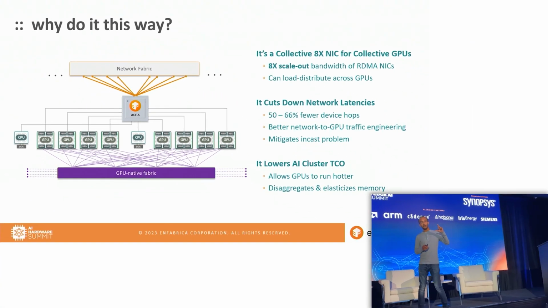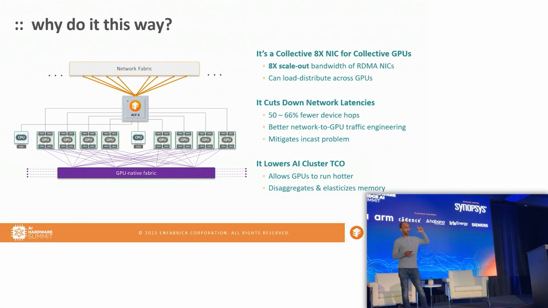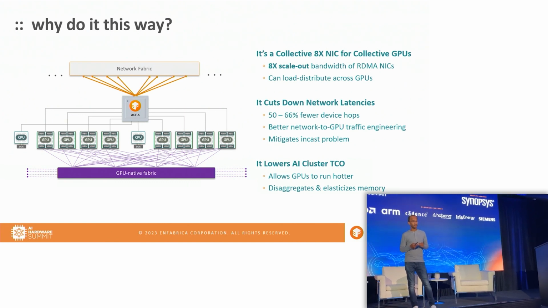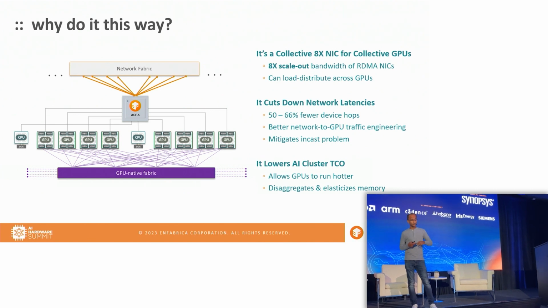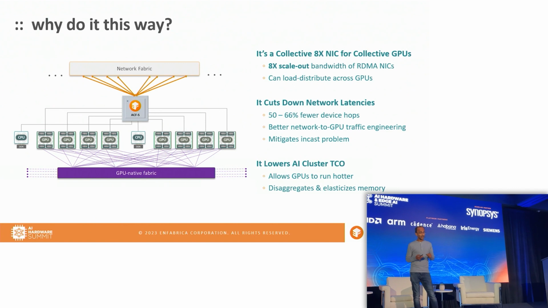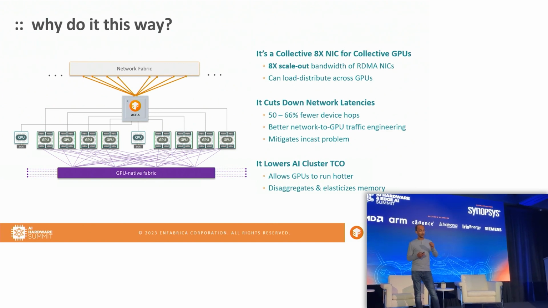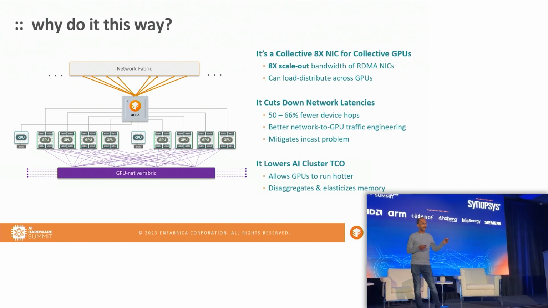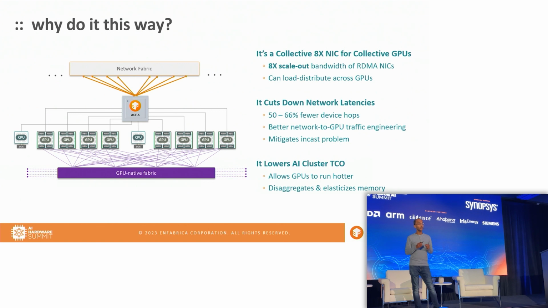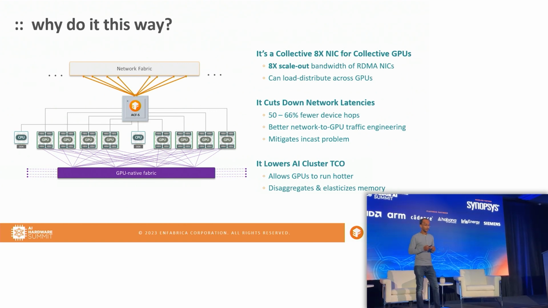By collapsing layers of the NIC, the PCIe switch, and potentially the first layer switching into the network, there are 50 to 66% fewer latency hops going end-to-end between GPUs. Because the ACFS is connected directly to the GPUs on one side, and directly to the network on the other, it has full visibility to the traffic patterns going straight from network to GPU. We can do better traffic engineering than having disparate devices in that path.